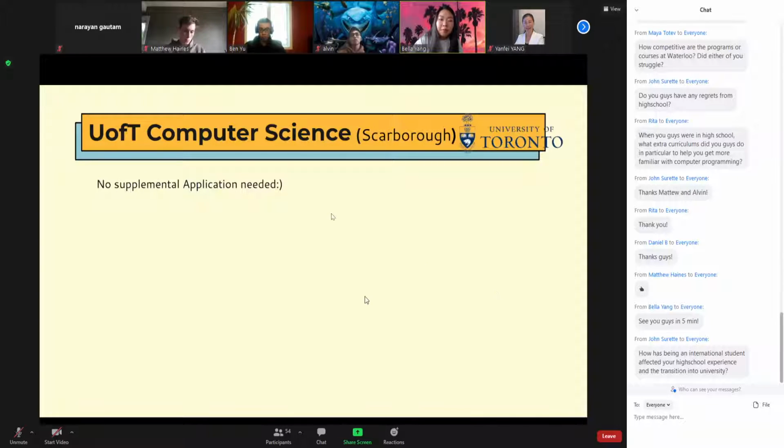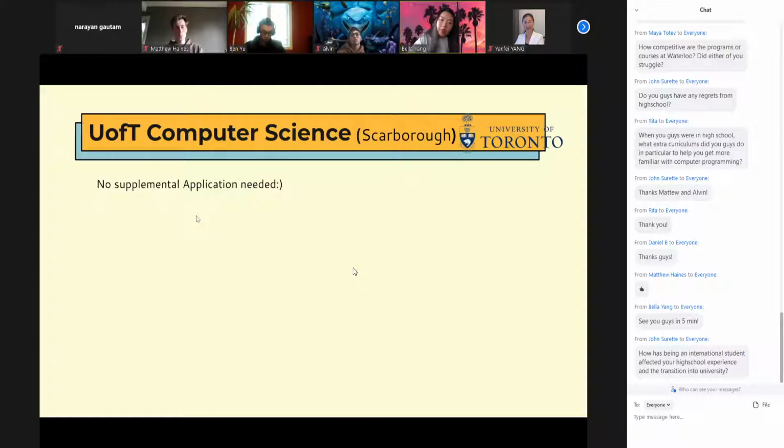For University of Toronto Computer Science at the Scarborough campus, there's no supplemental application. And if there is no supplemental application required, it means that they are only looking at your marks.